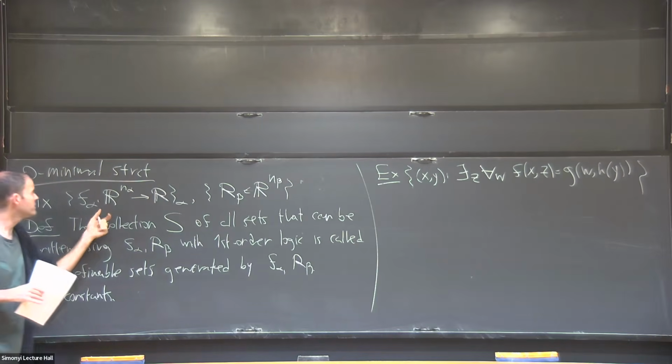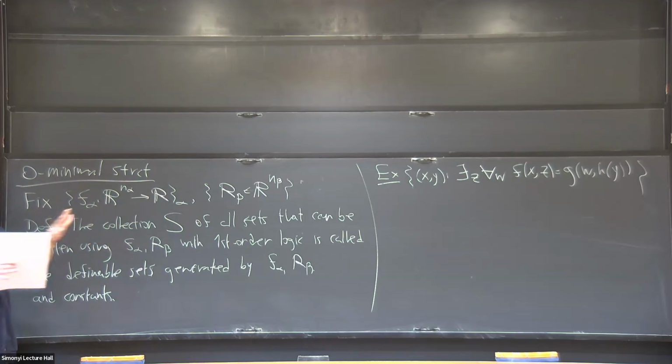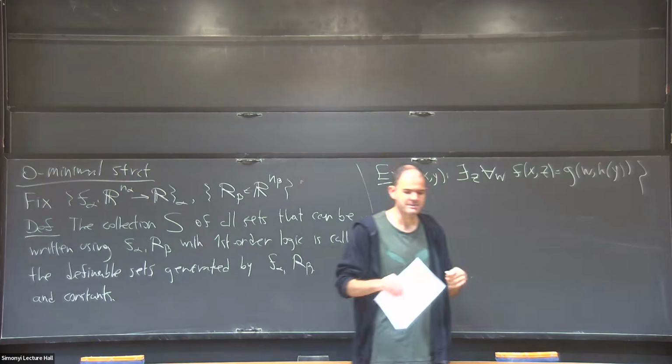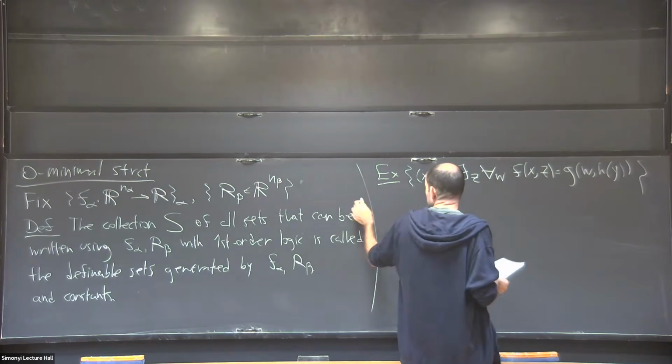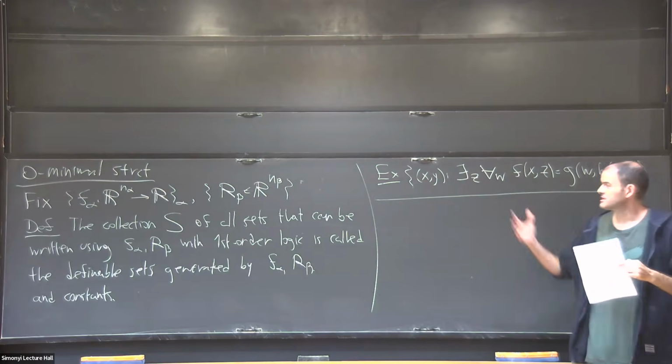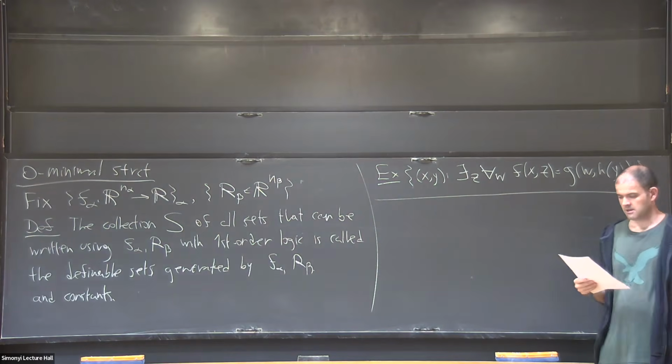I'll always be sticking with things that are defined over R. And for the kind of stuff that I'll be talking about, it doesn't really make a big difference, but sometimes it is important. Okay, so this is just a structure. It's not o-minimality. This is just what structure means in general.